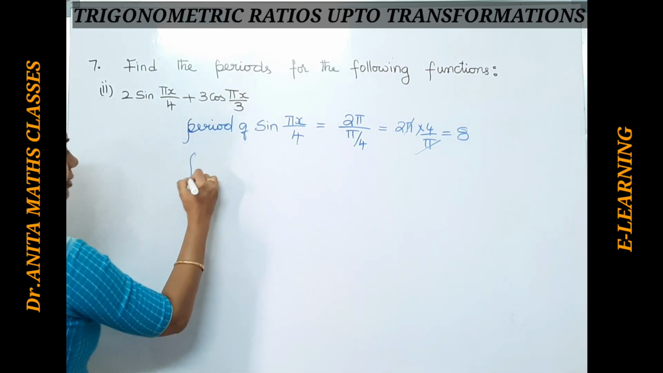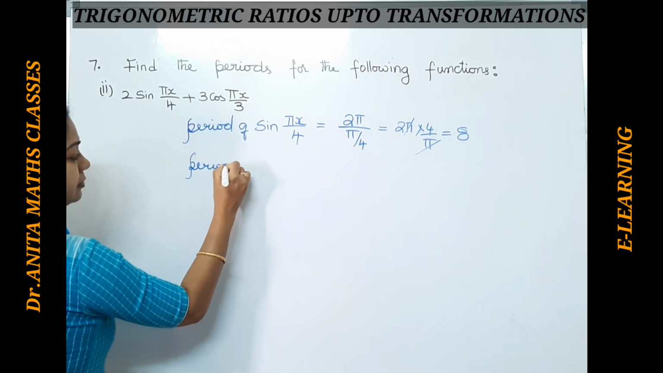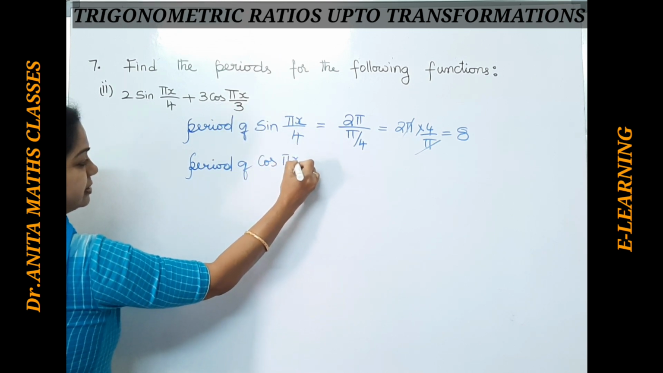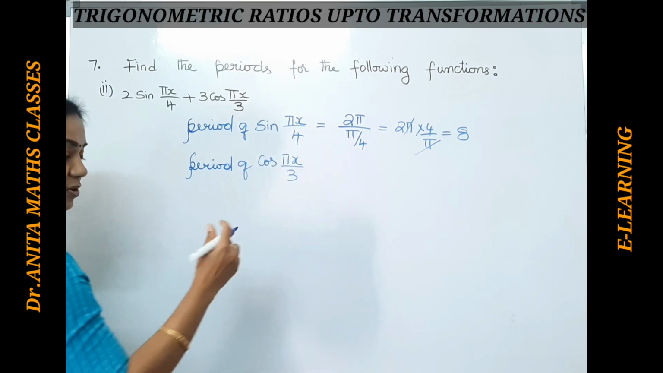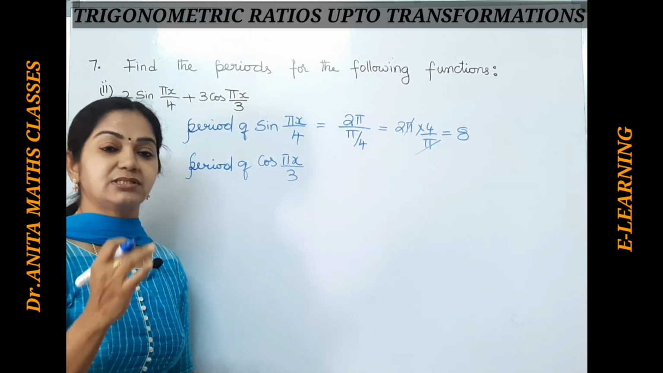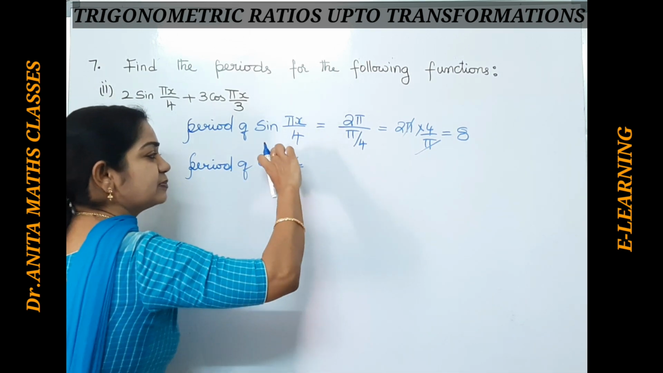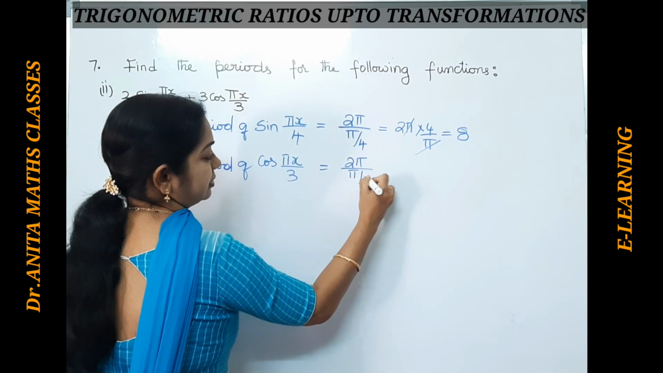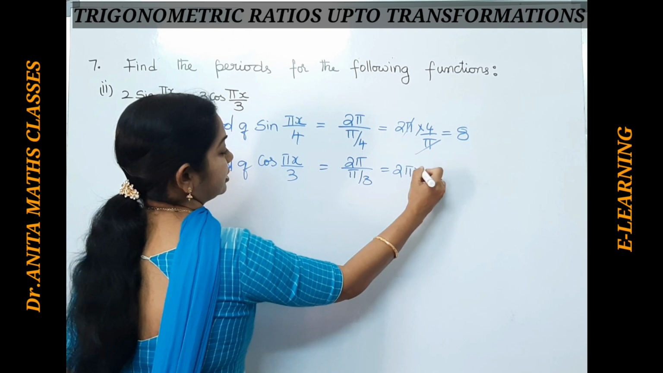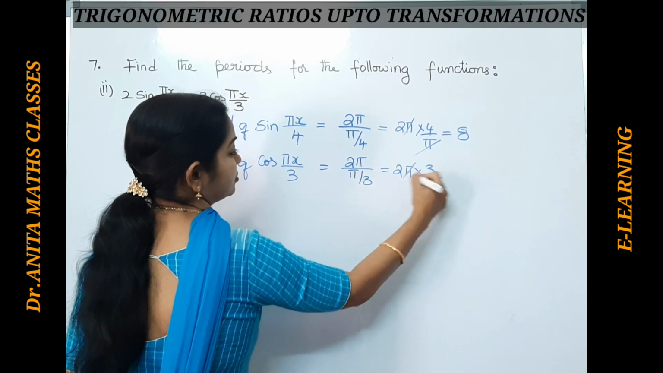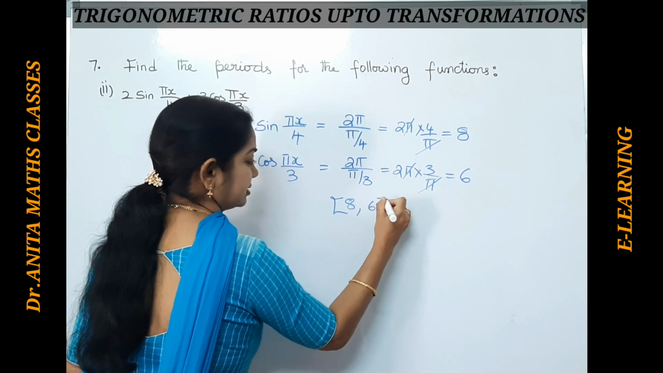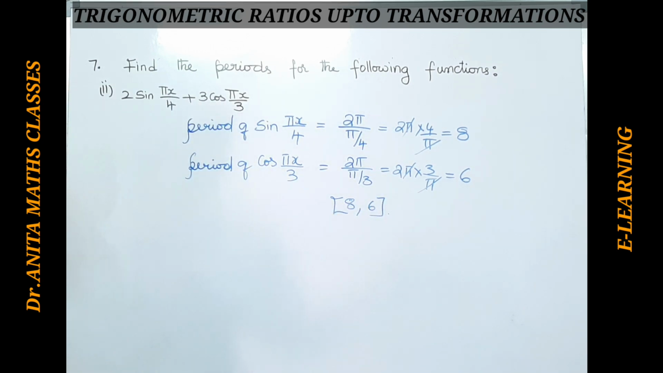Right. Now the period of the second one, cos of pi x by 3. Here, the period of cos of x is 2 pi by k. Here the k value is pi by 3. Now that means 2 pi by pi by 3. So that is 2 pi into 3 by pi, that comes to 6. So the periods are 8 and 6. Right. Pause the video and note it down.